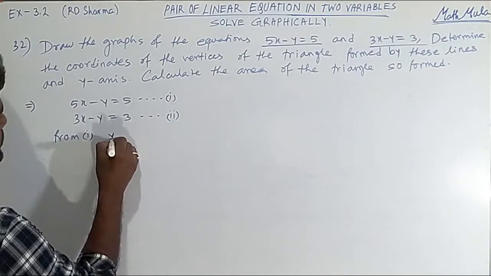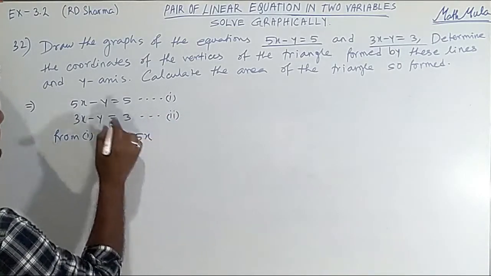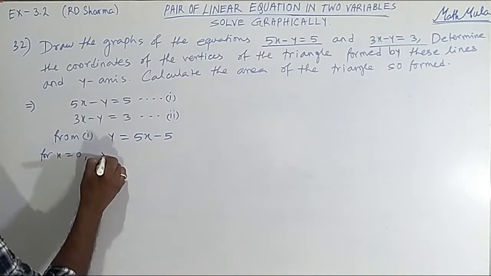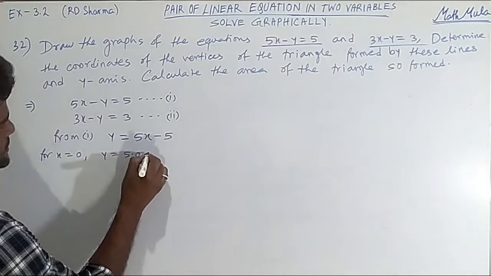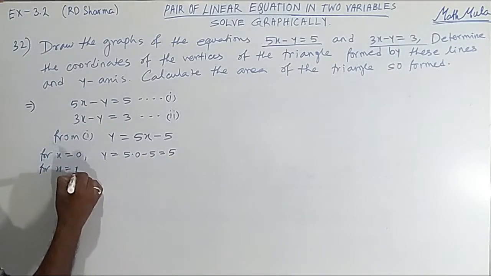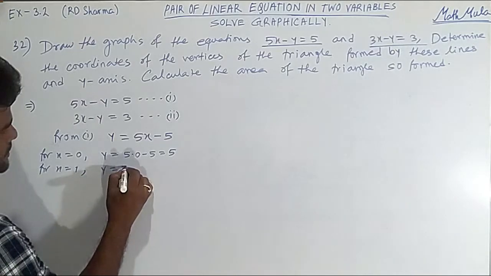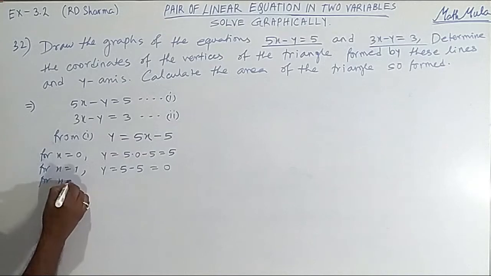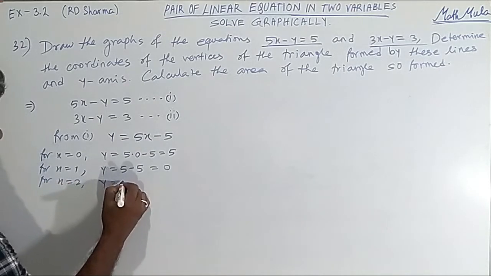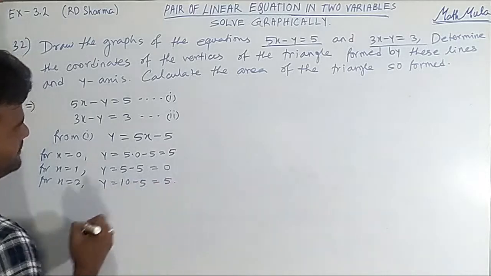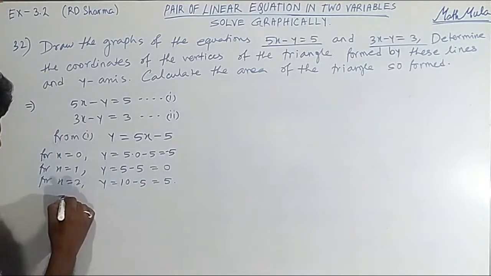From equation 1, we can write y equals 5x minus 5. Now for x equals 0, y equals 5 into 0 minus 5, that is minus 5. For x equals 1, y equals 5 minus 5, that is 0. For x equals 2, y equals 5 into 2, that is 10, minus 5 equals 5. Then we get a table.